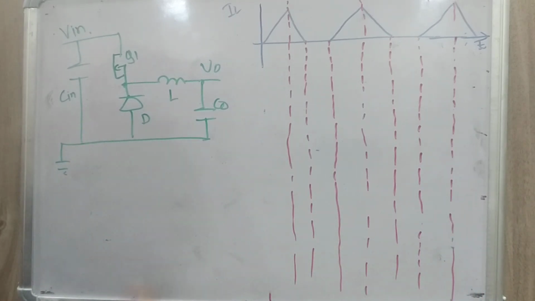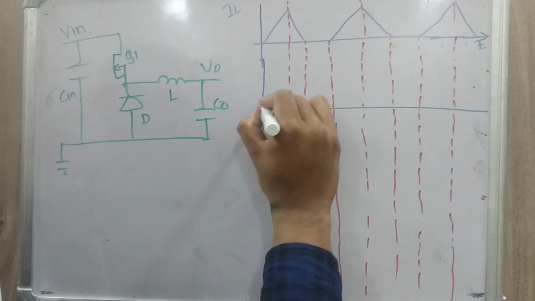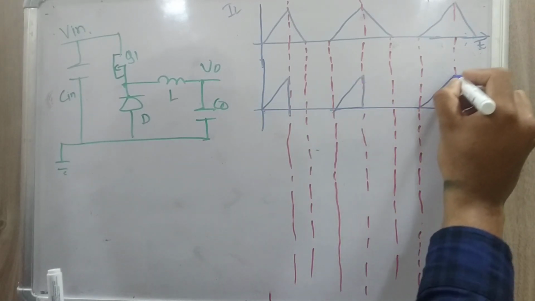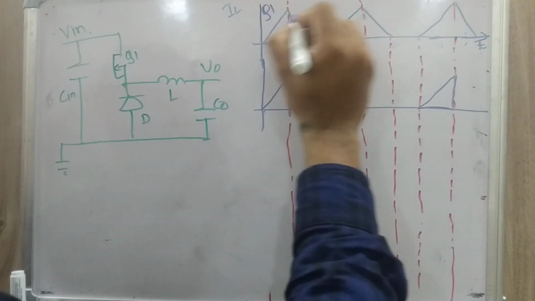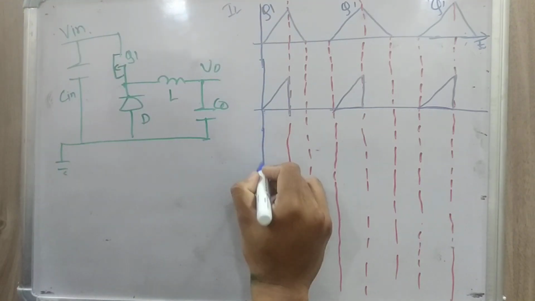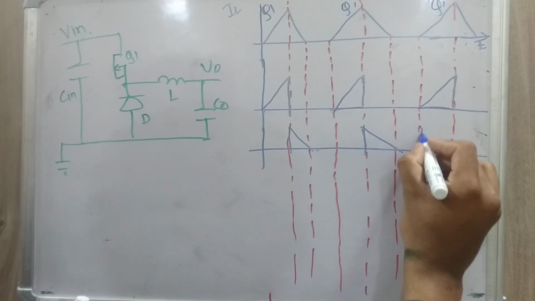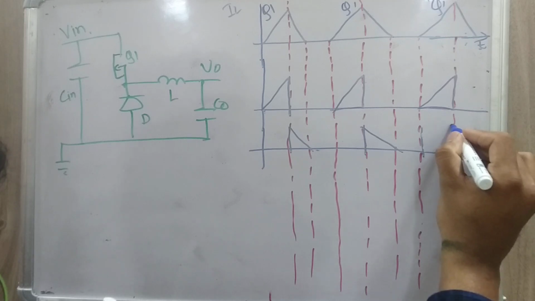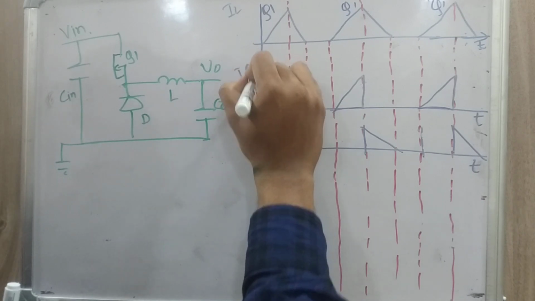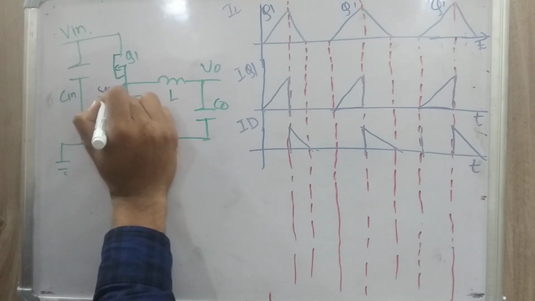Now here, during this time when the inductor current is ramping, Q1 is on, right? So this current is flowing through Q1. Here Q1 is on. Now when Q1 is off, this is the current through the diode. This is the time axis. This is IQ1. This is ID. Now again, this is the switching node.